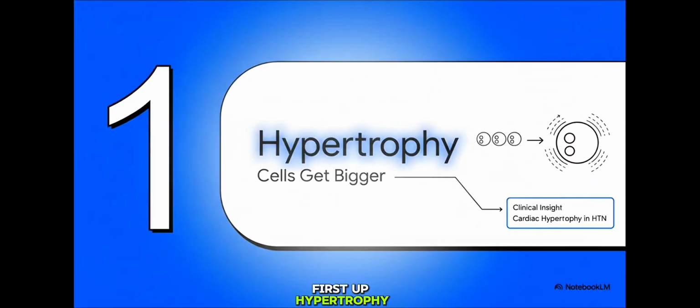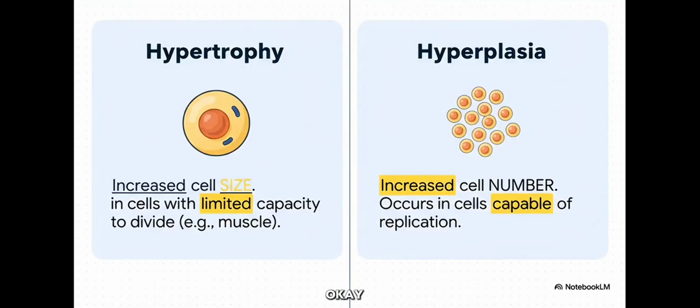First up, hypertrophy. So what is it? It's simply an increase in the size of individual cells. And when the cells get bigger, the whole organ gets bigger. The key takeaway here is think bigger, not more. Okay, and this right here, this is an absolutely crucial distinction, and I guarantee you'll see this on an exam.